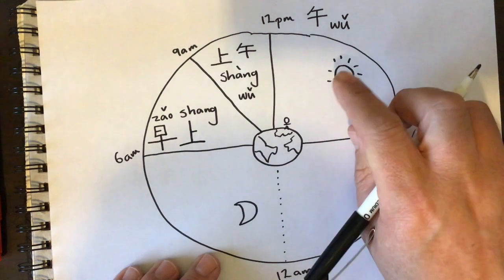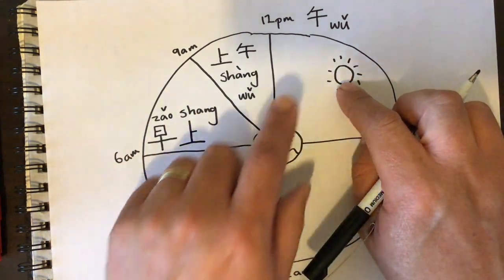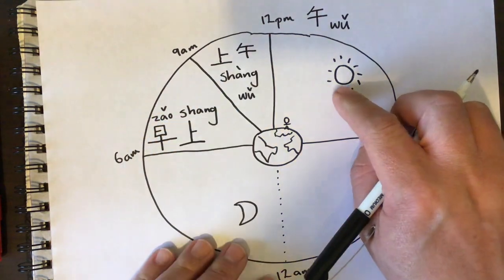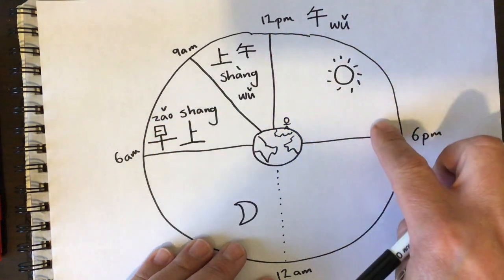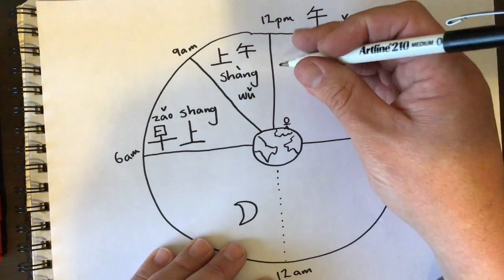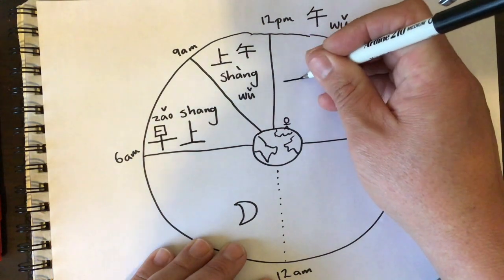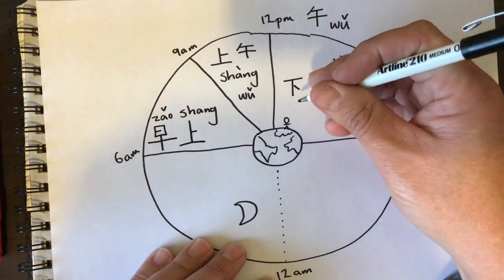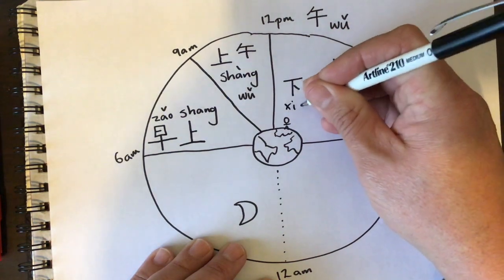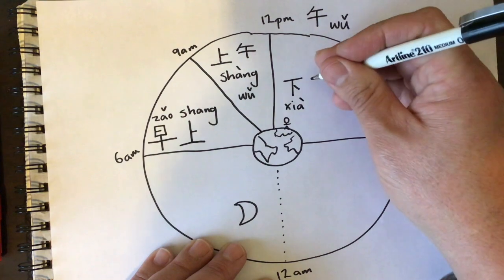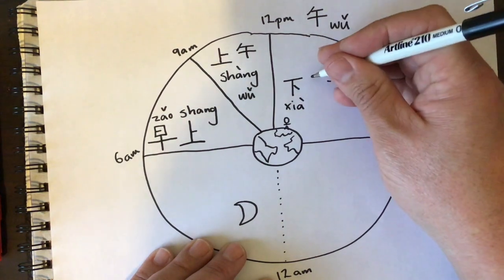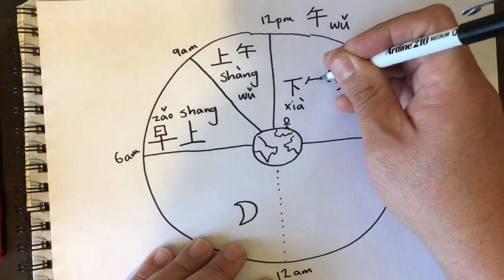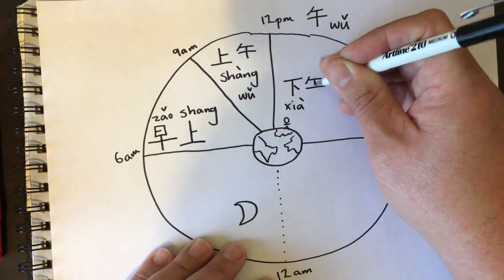Okay, then we have the afternoon. Now, we've got Wu time here for 12 o'clock. From then on, the sun is going back down. So we're going to actually draw an arrow, or something that's a bit like an arrow, going down. And this is known as xia. Xia. Then we need Wu. Whoops, I only just got a little bit of space here between xia and the sun. So I'll just have to be very careful. 下午.